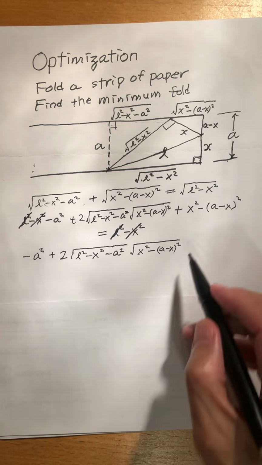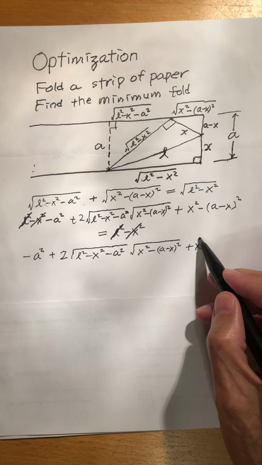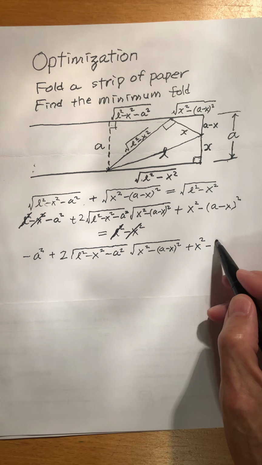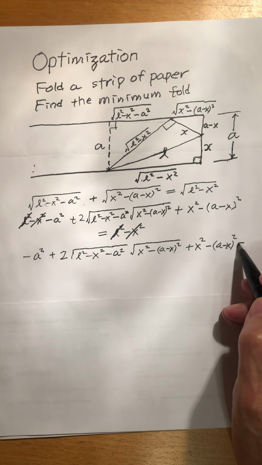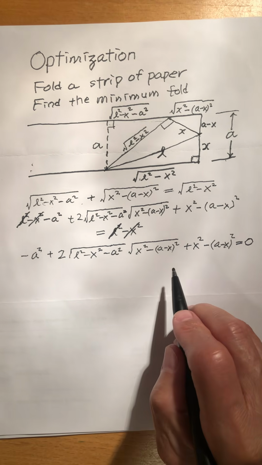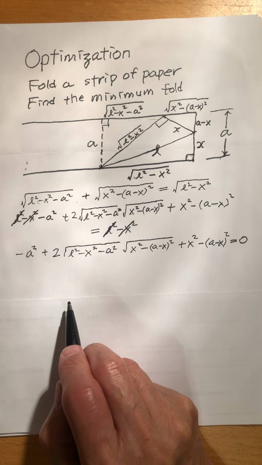Okay, be careful. Plus x squared. Minus a bracket square equal to 0. Yeah, equal to 0. Okay. Let's see now.